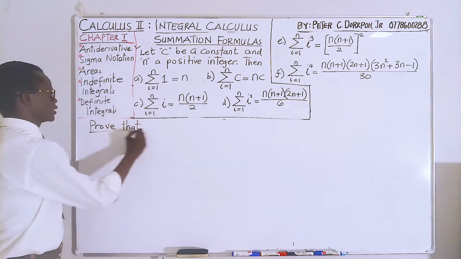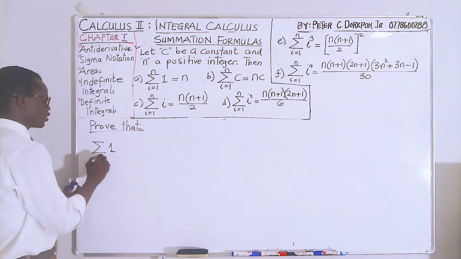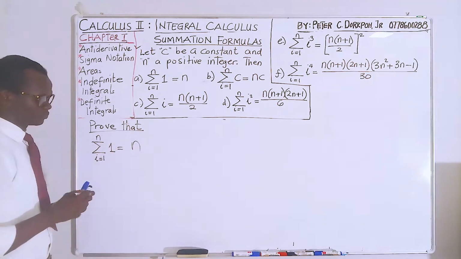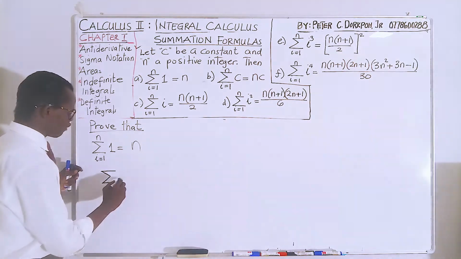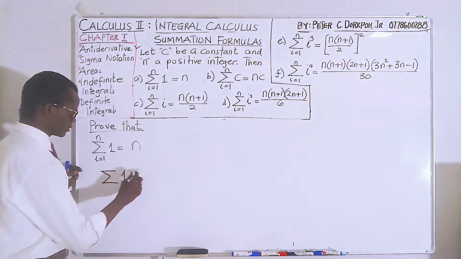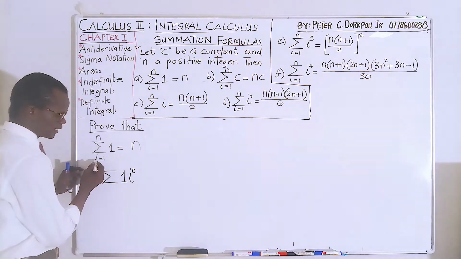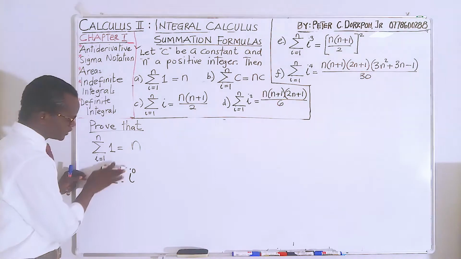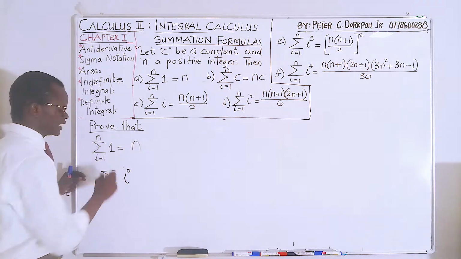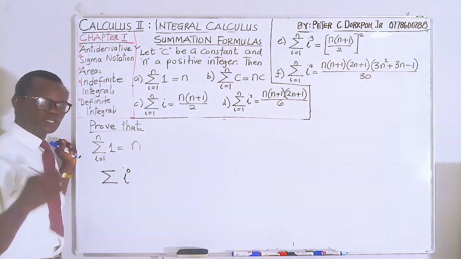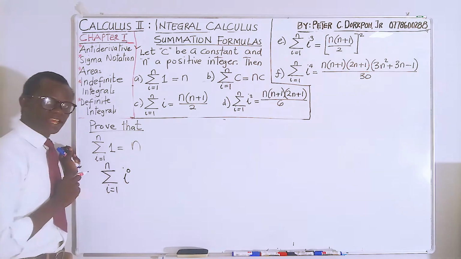We should prove that the summation of 1 as r leads from 1 to n is just equal to n. Now, this is what we do. We rewrite this thing as a summation of 1r raised to the power 0, because the index is r. So 1r raised to the power 0 is the same as just r to the power 0. Now remember that any expression raised to the power 0 is equal to 1. So this thing is still 1, as r leads from 1 to some n value.